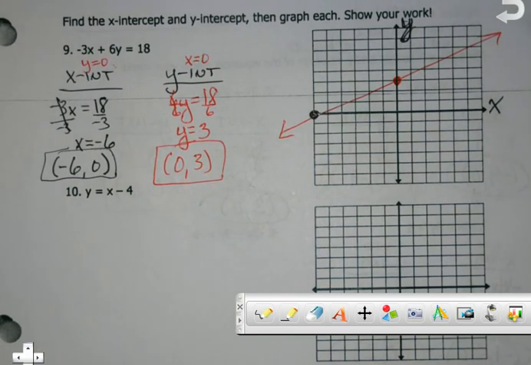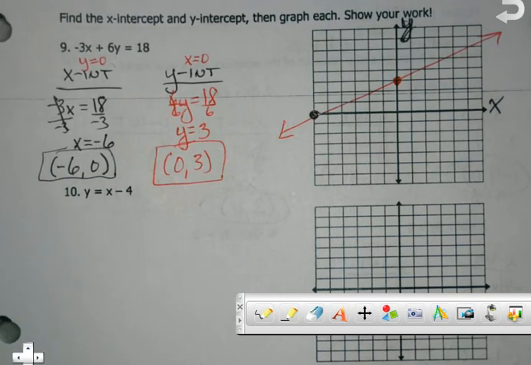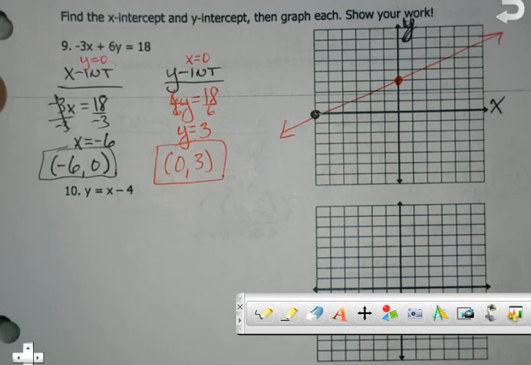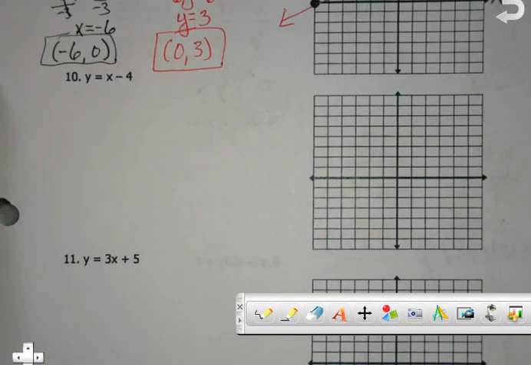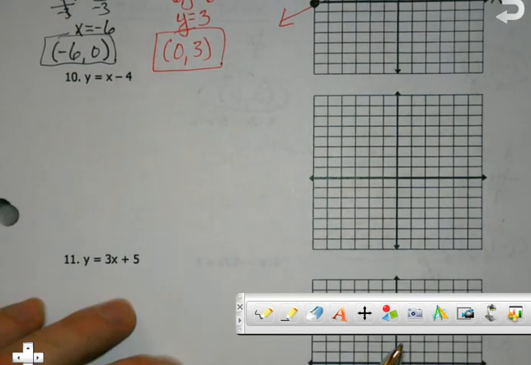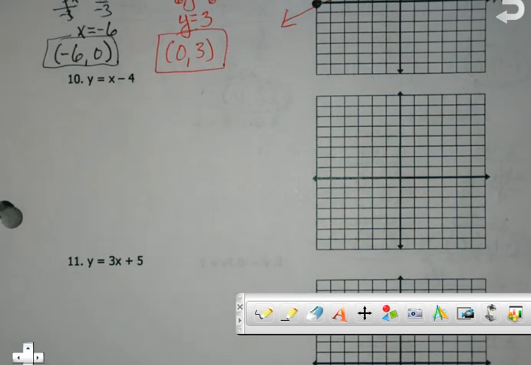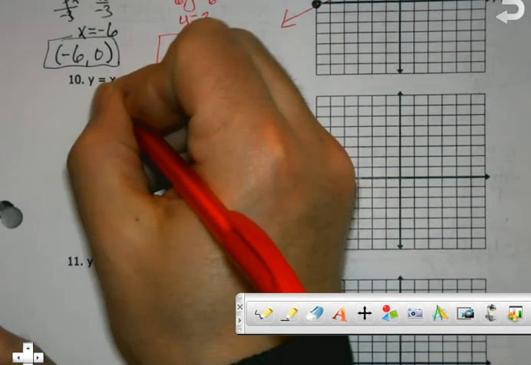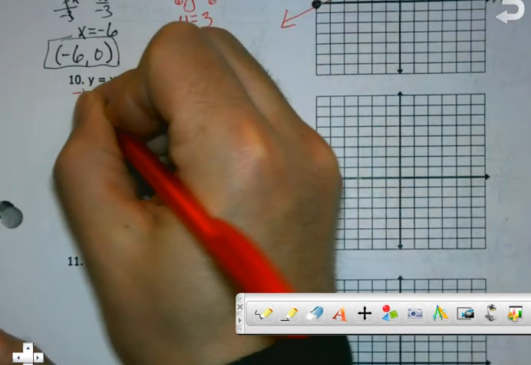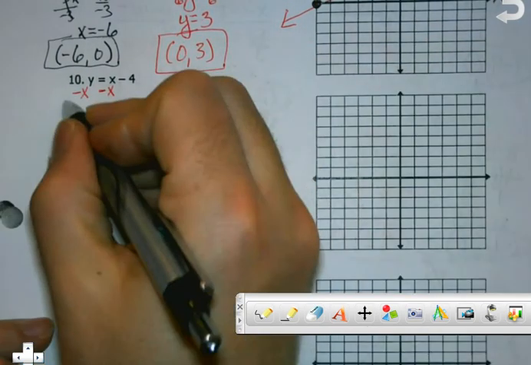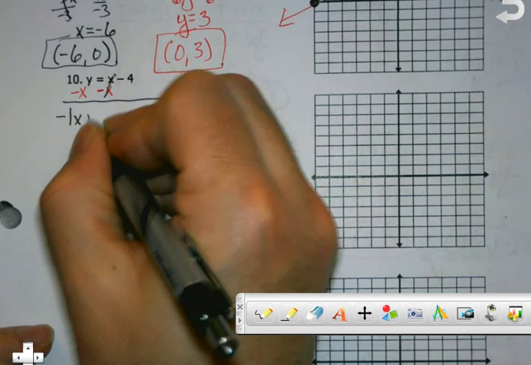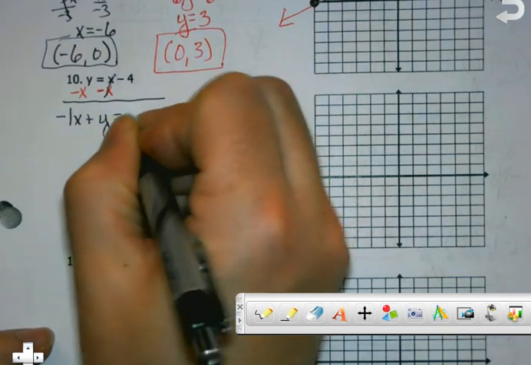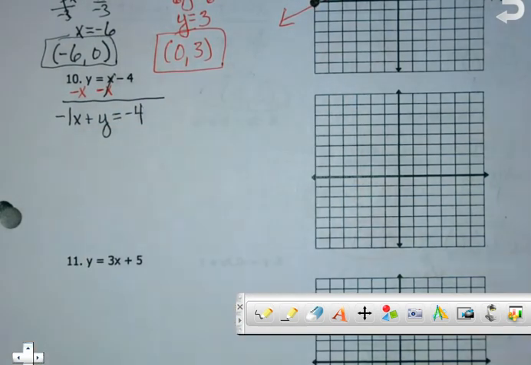Let me help you get 10 and 11 set up the way 9 is, and then I'm going to leave you be here for a minute. For 10 and 11, let me help with some setup. We need x and y together. So since y is by itself already, we'll minus the x. So -1x plus y equals -4, and then I do it just like I did number 9.